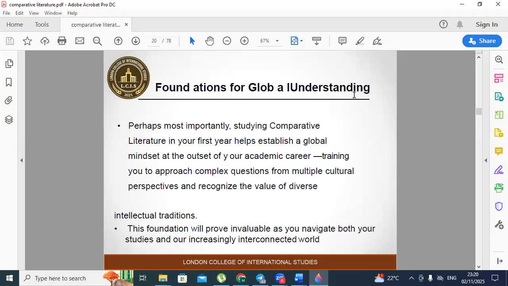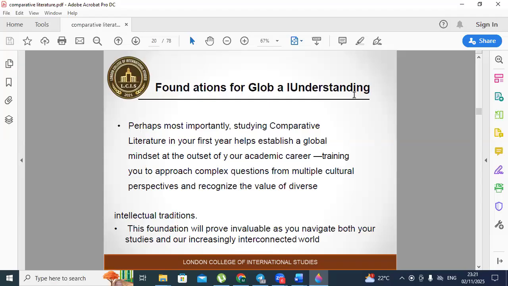Perhaps most importantly, studying comparative literature in your first year helps establish a global mindset at the outset of your academic career, training you to approach complex questions from multiple cultural perspectives and recognize the value of diverse intellectual traditions. This foundation will prove invaluable as you navigate both your studies and our increasingly interconnected world.